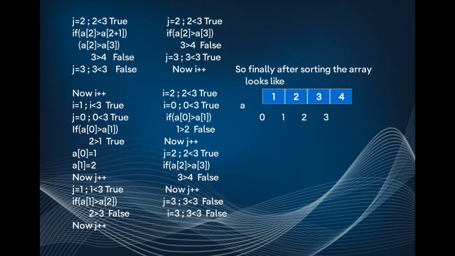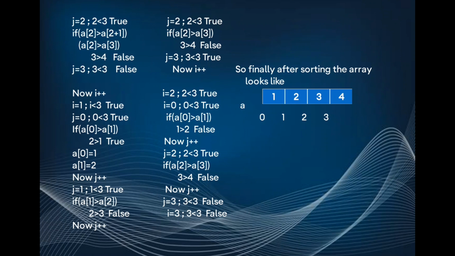So i becomes 1. So 1 is less than 3, it is true. So j is equal to 0. 0 is less than 3, it is true. If a of 0 is greater than a of 1, that is, 2 is greater than 1, then we are again going to exchange and swap the values. So after swapping, in the position of a of 0 it will be 1, and in the position of a of 1 it will be 2. And now we are going to increment the j.